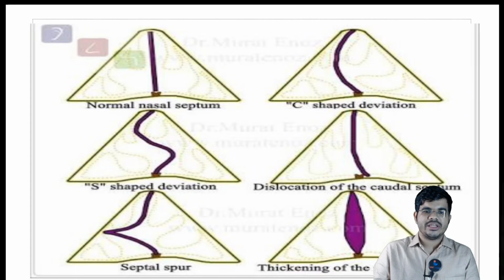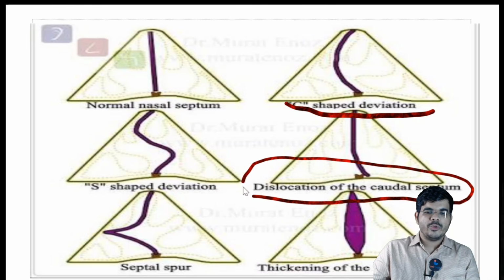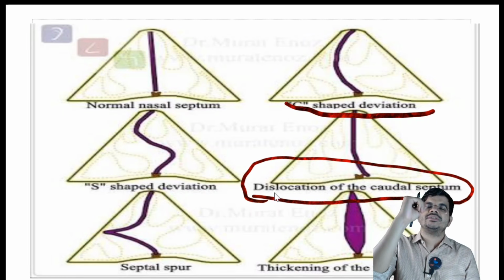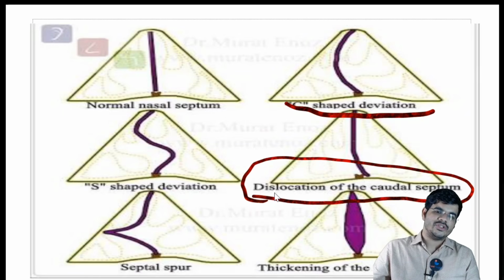As you can see here, this is the normal nasal septum, and this type is seen only in less than 20% of the population. Okay, and yes, C-shaped DNS can occur. Then it could be a dislocation of the caudal septum, caudal dislocation, and for you to see caudal dislocation, you will have to lift the nose upwards and look from below. Okay, if you are looking with a Thudicum speculum straight away, you will be missing that caudal dislocation.